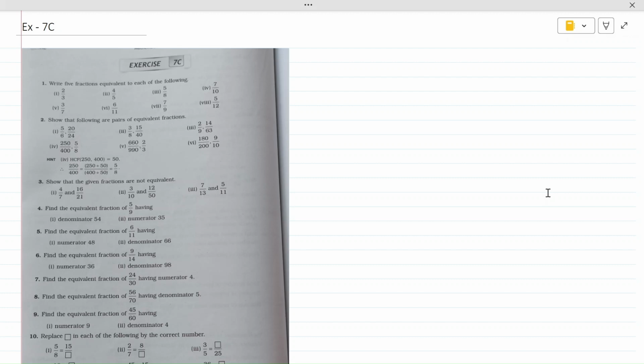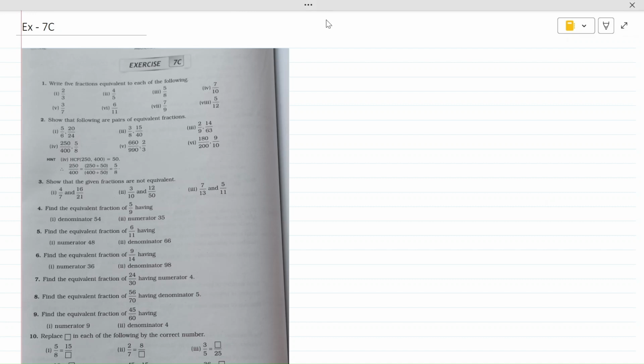This exercise is based upon the equivalent fractions which we have learned. So what is an equivalent fraction? Equivalent fractions are the fractions which have the same value but look different. That means their numerators and denominators are represented by different numbers, but their value is the same, right? We have done many questions on this in Ganit Prakash. Let's pick exercise 7C now.